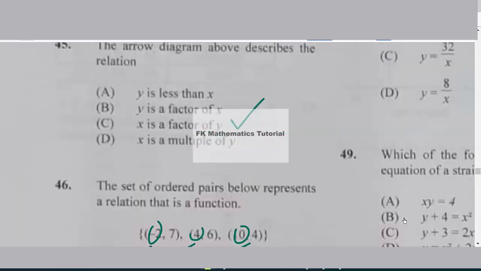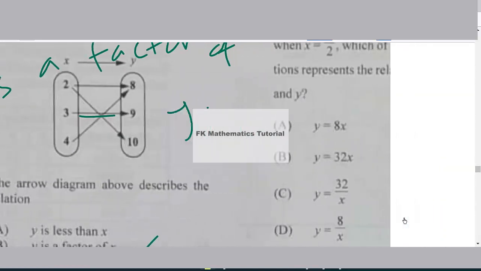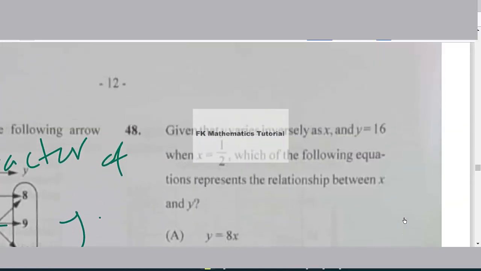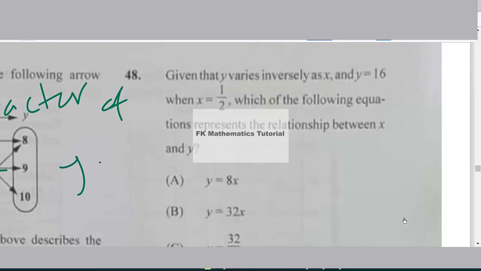Now let's look at item 48. Given that y varies inversely as x, so y is equal to k over x. We're told that when y is 16, x is half.